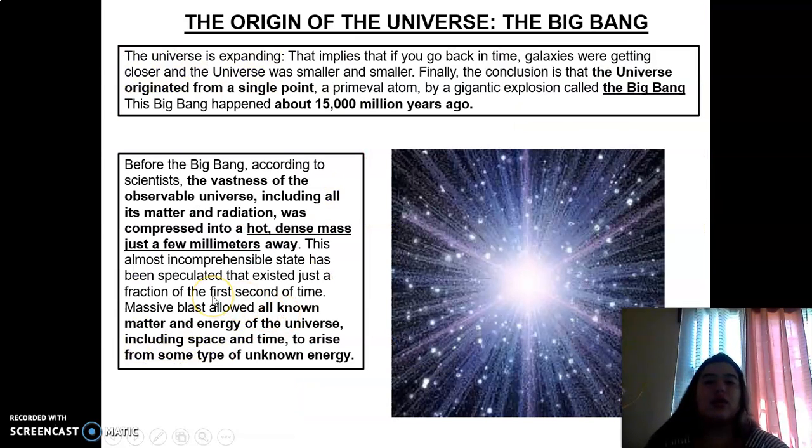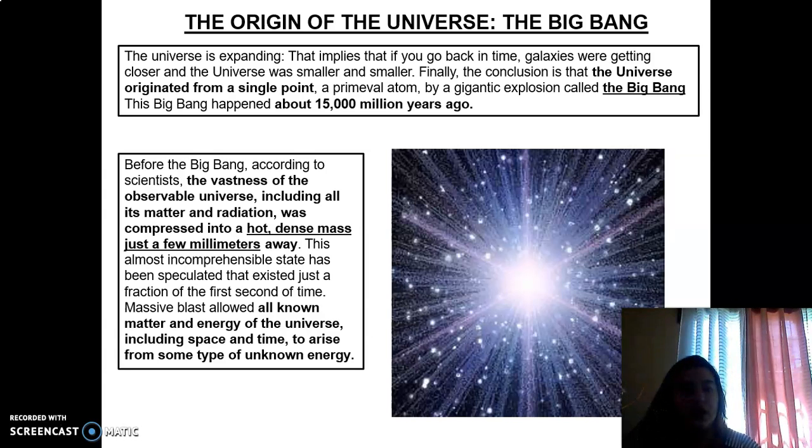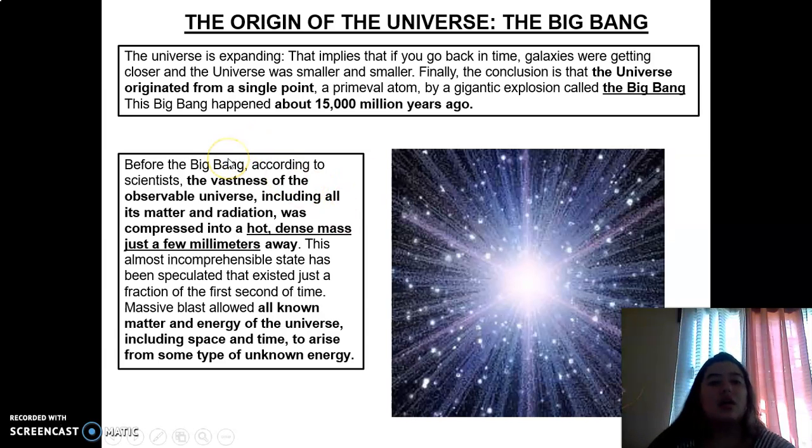The origin of the universe, the Big Bang. The universe is expanding, which implies that if you go back in time, galaxies were getting closer and the universe was smaller and smaller. Finally, the conclusion is that the universe originated from a single point, a primordial atom, in a giant explosion called the Big Bang. This Big Bang happened about 15 million years ago.